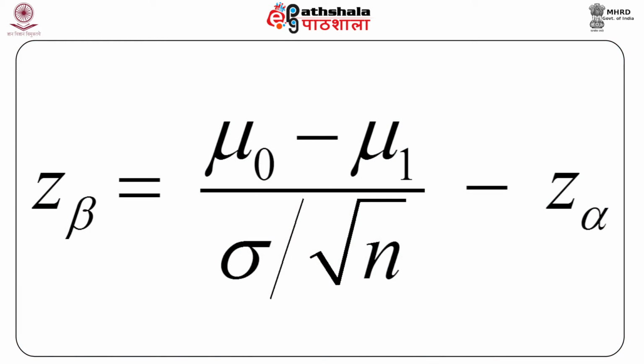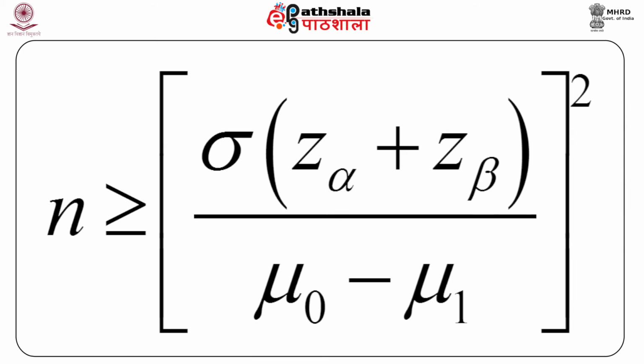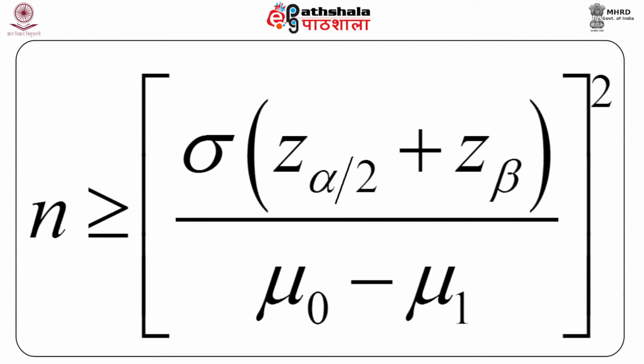Similarly, for the lower tail test, from z beta equal to (mu 0 minus mu 1) upon sigma by root n minus z alpha, we get n greater than or equal to [sigma into (z alpha plus z beta) upon (mu 0 minus mu 1)] whole raised to the power 2. Also, by rearranging the terms for the two-tailed test, we get n greater than [sigma into (z alpha by 2 plus z beta) upon (mu 0 minus mu 1)] raised to the power 2.